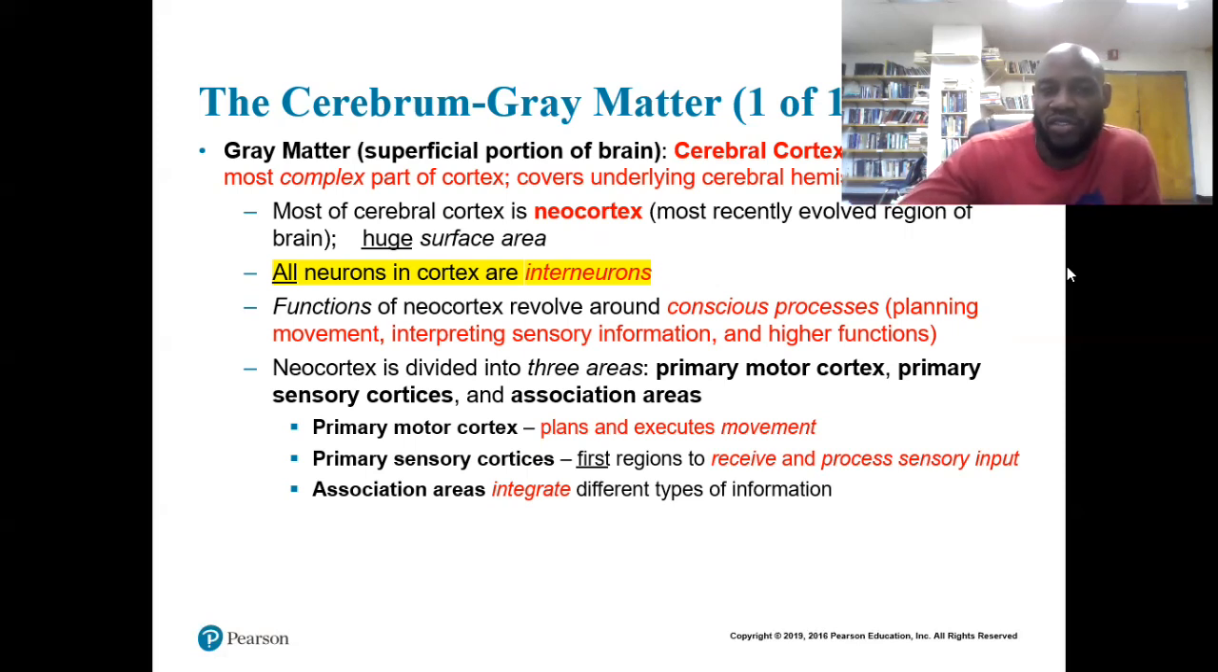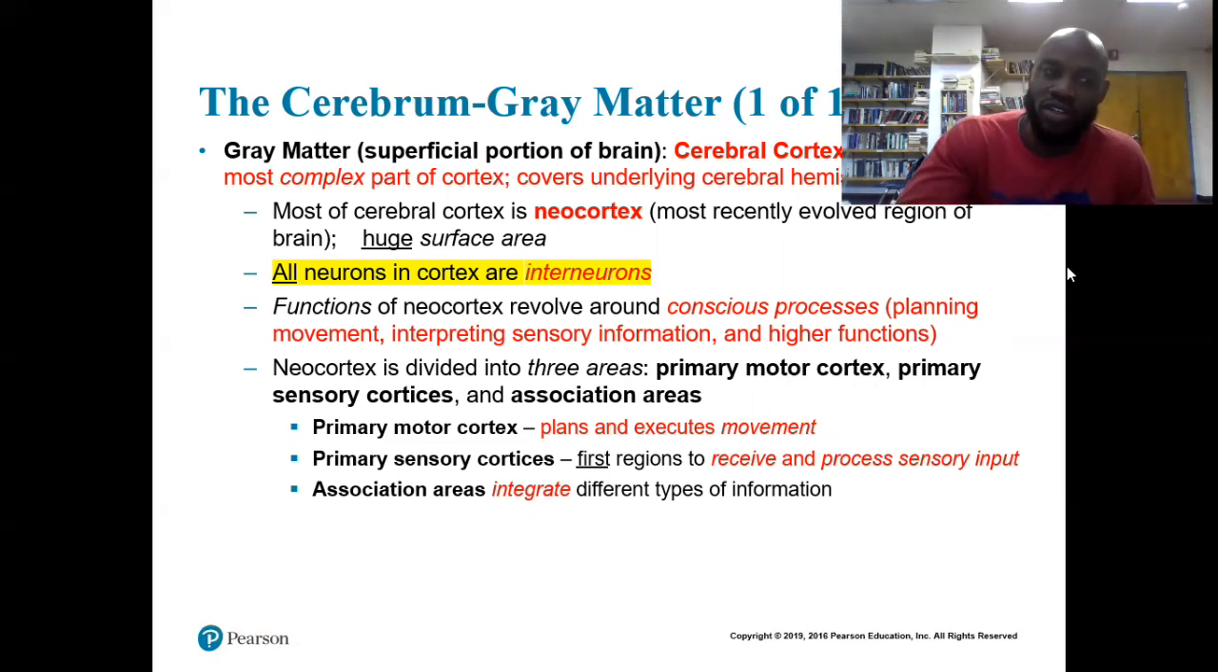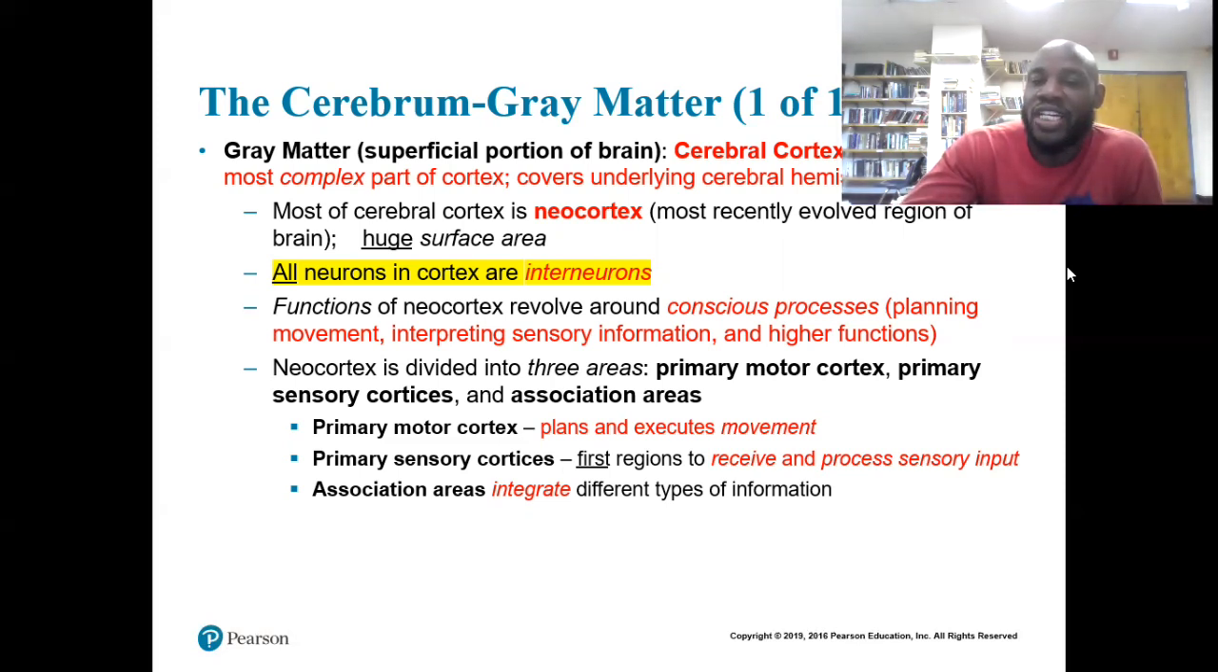The cerebral cortex is very complex. Most of the cerebral cortex is called neocortex. It has a huge surface area. Remember, it has those sulcus and gyrus, those hills and valleys. All neurons in the cortex are interneurons. That means specifically in the cortex, neurons are interneurons.